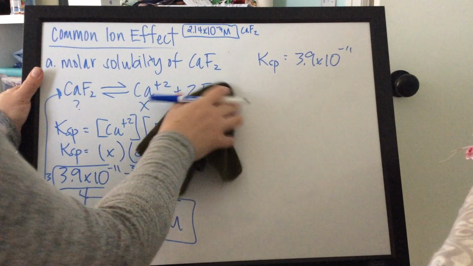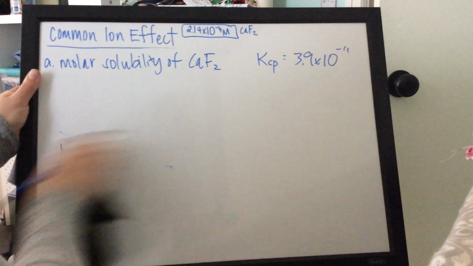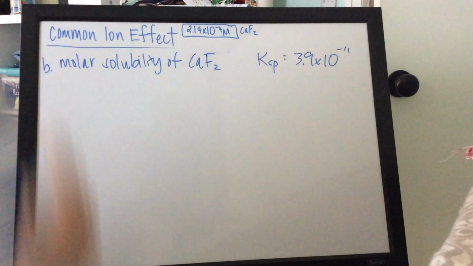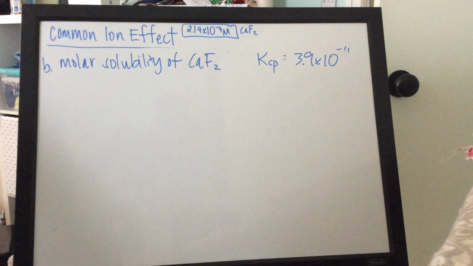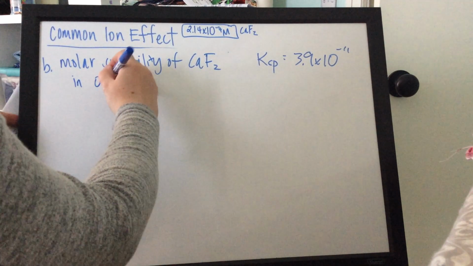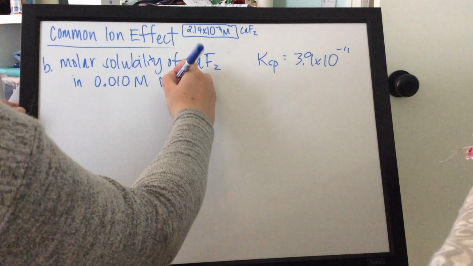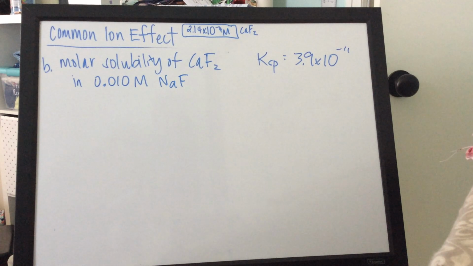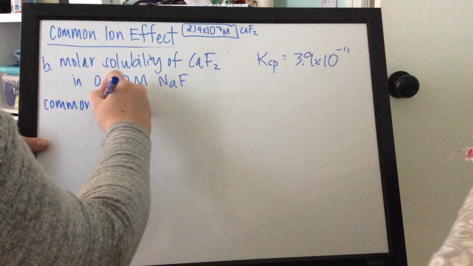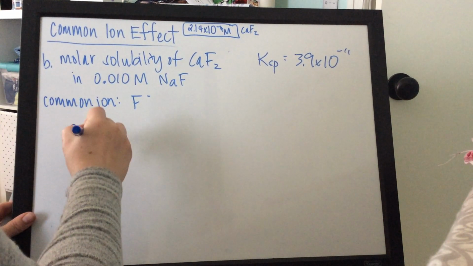Okay, now we want to calculate the molar solubility when there's something else added. So this time, let's change this. It's going to be like problem B: the molar solubility of CaF2 in 0.01 molar NaF. Of course, the common ion is the fluorine, right? And so we're going to go about this the same way.